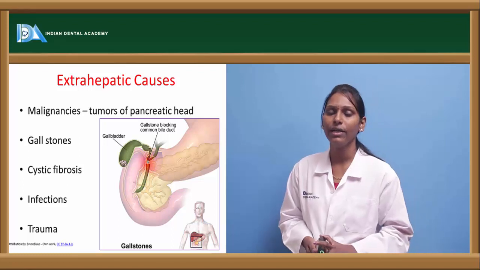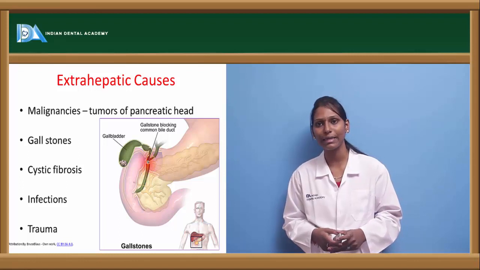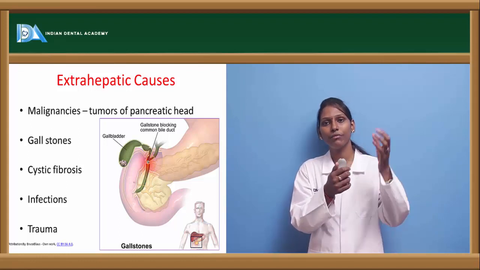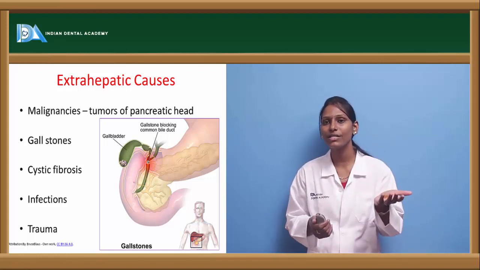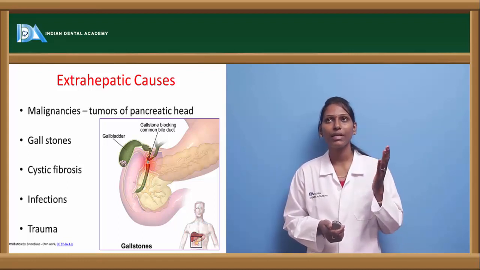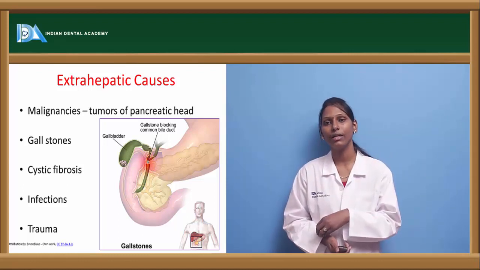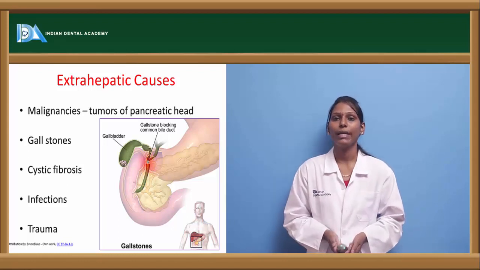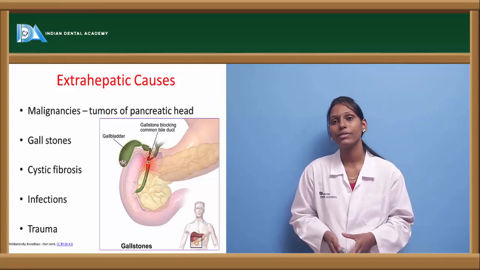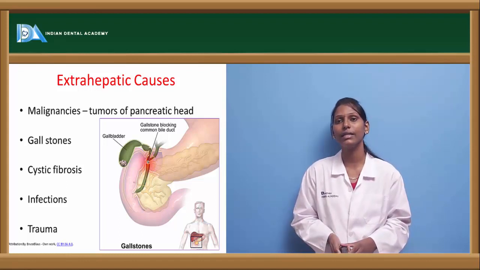Extrahepatic causes that usually cause this jaundice include malignancies, especially tumors of the pancreatic head. These tumors can compress the flow, so there will be partial obstruction to the flow of bile. The liver excretes this bilirubin into the bile, and this bile comes into the duodenal lumen, so there will be obstruction of this bile. Next is gallstones; if there are any gallstones, there will be obstruction. Cystic fibrosis, infections, trauma or other extrahepatic causes can also result in jaundice.